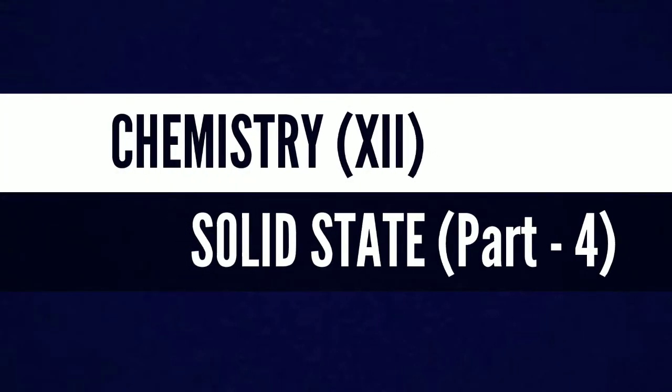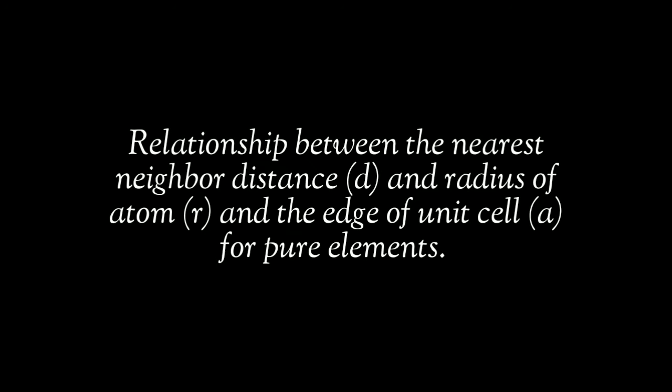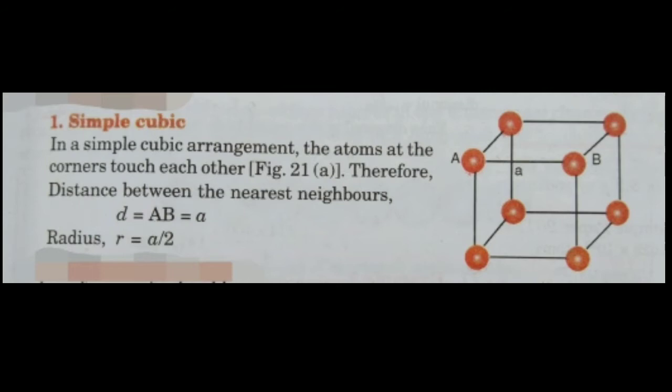Hello everyone, so in this video I'll be explaining the relationship between the nearest neighbor distance d, the radius of the atom r, and the edge of the unit cell a for pure elements. So the first one is the simple cubic.